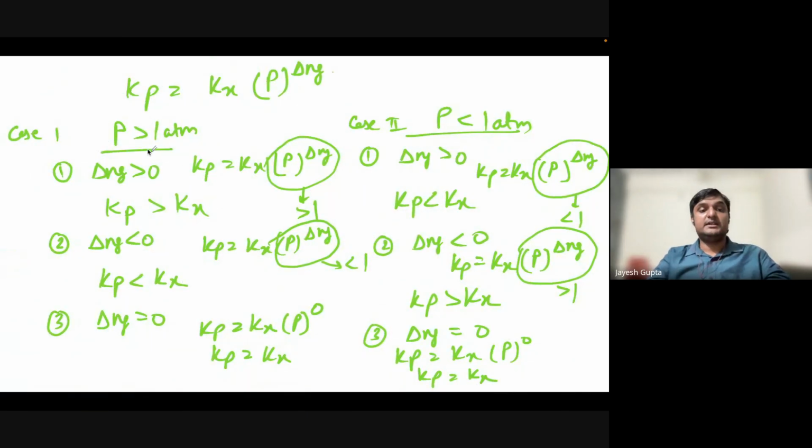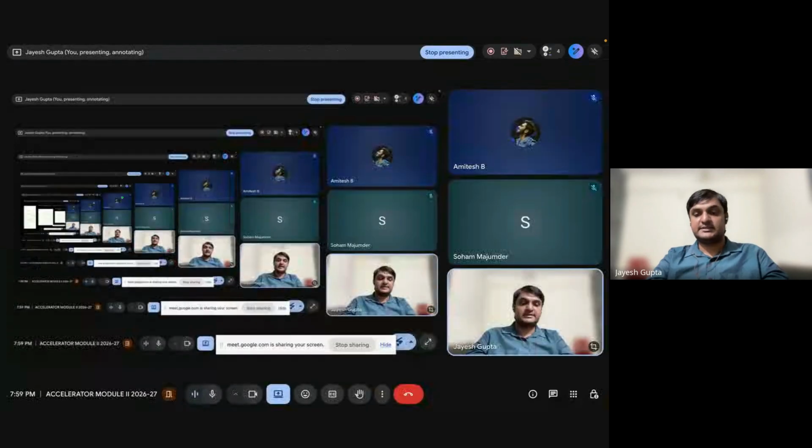In the first case, delta ng is greater than 0. So Kp is equal to Kx into P to the power delta ng. Pressure is already greater than 1 and delta ng is also greater than 0. So a positive power will be there and your value is also greater than 1. So something greater than 1 raised to a positive power will increase the value. So that's why Kp is greater than Kx.